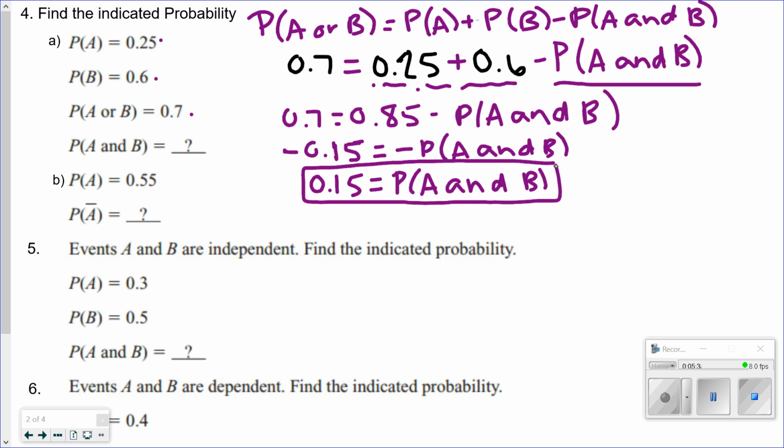Part B, we know that the probability of event A is 0.55. We need to find a complement. So what is the probability of A bar? Well, to find this, I'm just going to take 1 minus the probability of event A. So I'm running out of room, but 1 minus 0.55 will then give me 0.45.